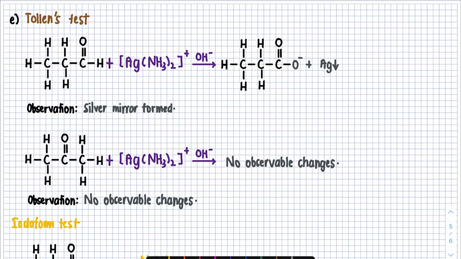Okay, so again, what we're going to change is the hydrogen, we turn it into O minus. And this is our reagent for Tollens' test. And because we mentioned a silver mirror forms, that is our precipitate. So silver is Ag. And then we must show the downward arrow. So the observation is silver mirror forms. Whereas for our ketone, there is no observable change.